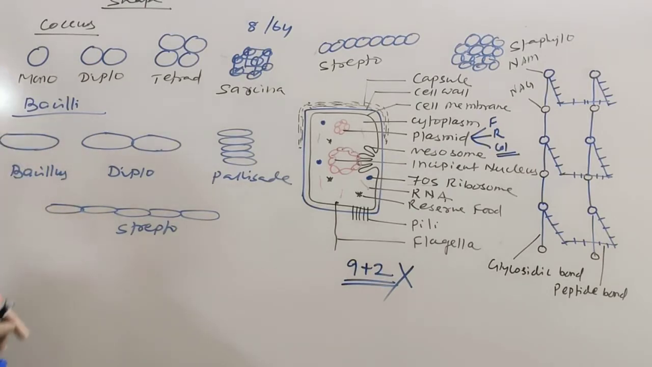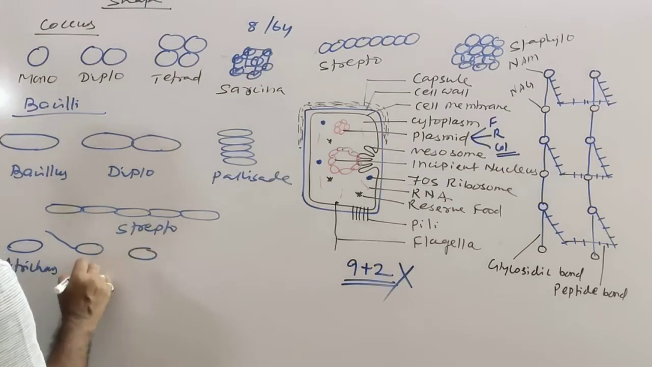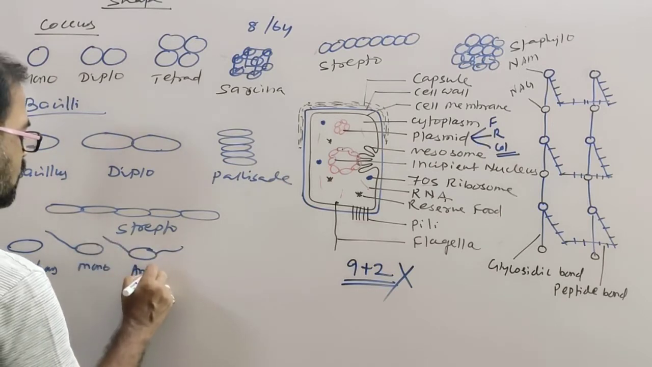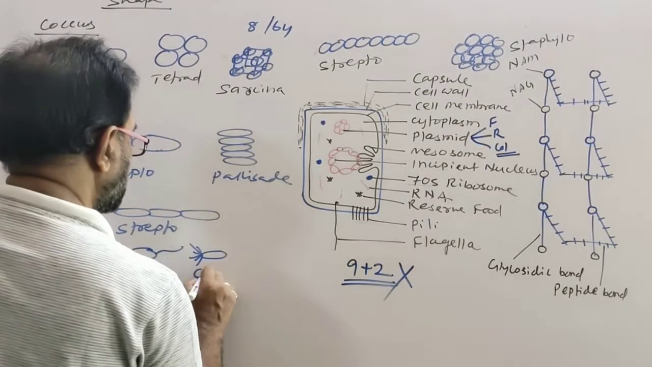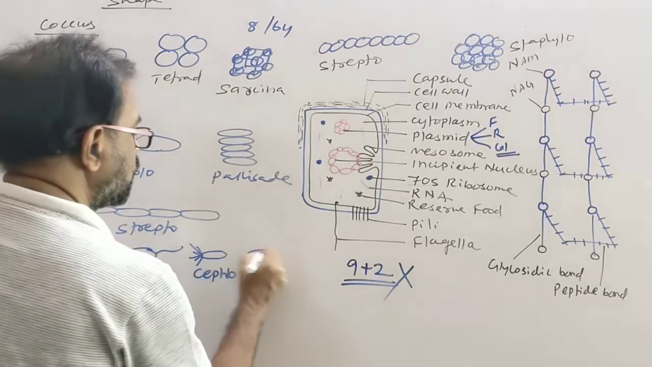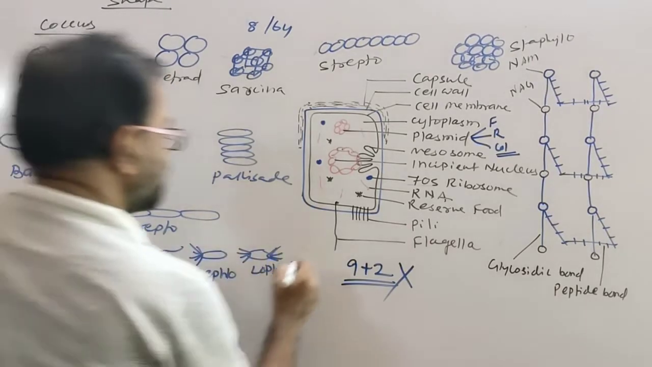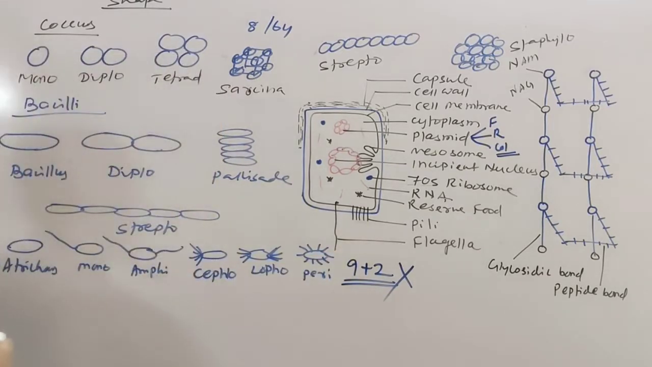If flagella are found on the bacillus, it is called trichos. If flagella are absent, it is called atrichos. A single flagellum on one end is called monotrichos. A single flagellum on both ends is called amphitrichos. A group of flagella on one end is called cephalotrichos, and a group of flagella on both ends is called lophotrichos. If flagella are found throughout the surface, it is called peritrichos. Clear? Based on the presence and number of flagella, there are different types.